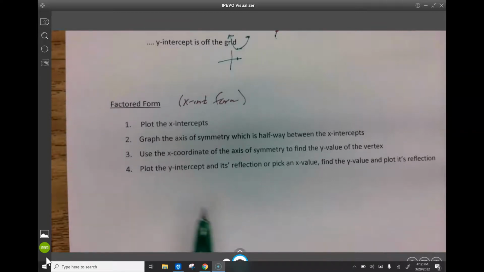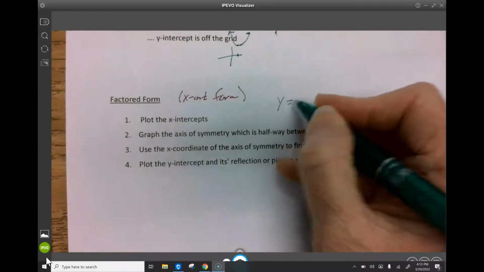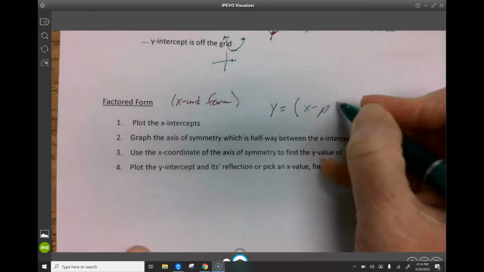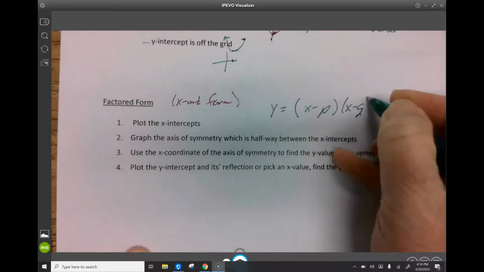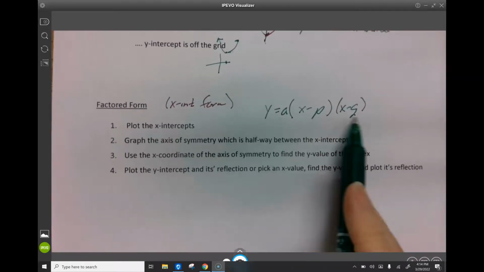Okay, the last one we did was factored form or x-intercept form, and it looks like this. y is equal to (x minus p)(x minus q). And of course, if there's an a, it's going to be out here. That's where a always is. Okay? So this is your factored form or your x-intercept form.